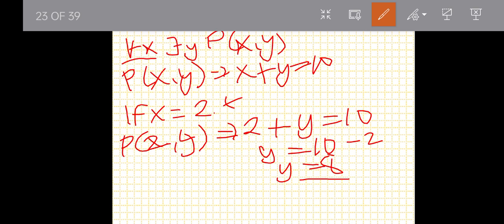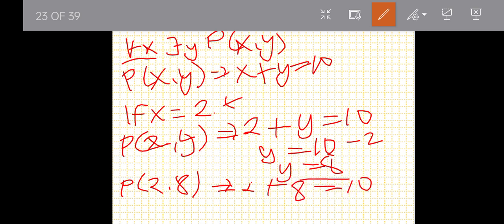So, let's say, kapag y is 8 and our x is 2, so we have 2 tsaka 8. So, plug in natin siya sa ating problem or given function na 2 plus y, yung y natin is 8. Is it equal to 10? So, 2 plus 8, that is 10, and 10 is equal to 10. And that is true. Okay?